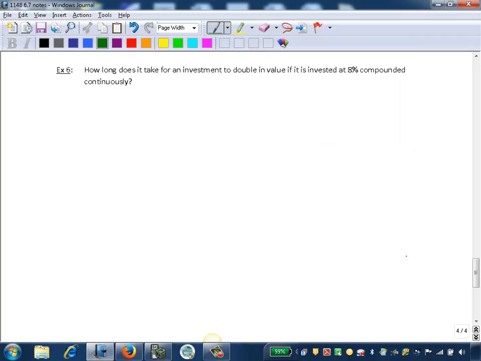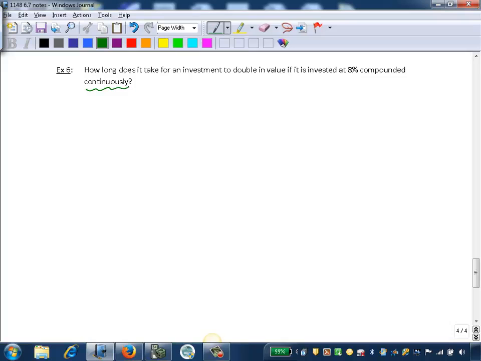In this example, we want to find out how long it takes for an investment to double in value if it's invested at 8% compounded continuously. Okay, so first thing, we want to make sure we're talking about compound interest. We want to make sure we're using the correct formula.